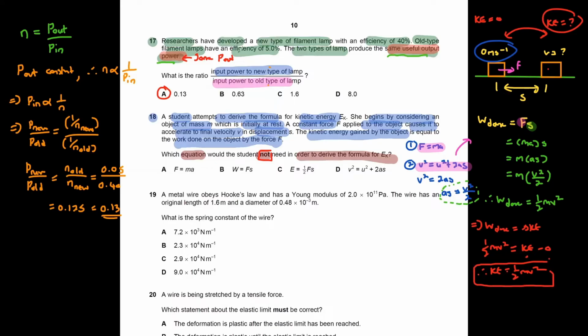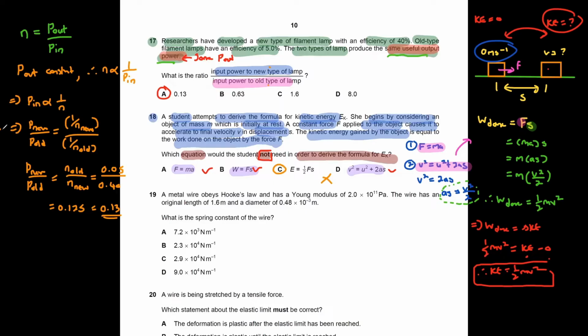So from here, you can now see which equation is used, which equation isn't. If you look at the first answer choice, F equals MA, this one is used. W equals Fs, that one is used. V squared equals U squared plus 2AS, this one is also used. So these three have been used. The only one that hasn't been used is this one: E equals half Fs. It has not been used at all. So your answer here is actually going to be C. Okay, so that one is for this particular question.